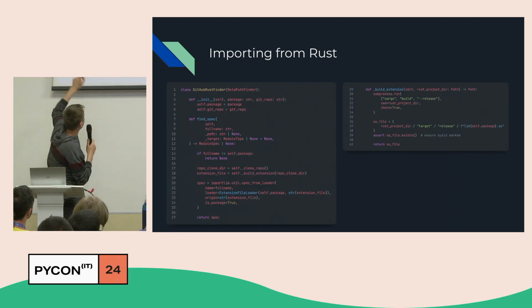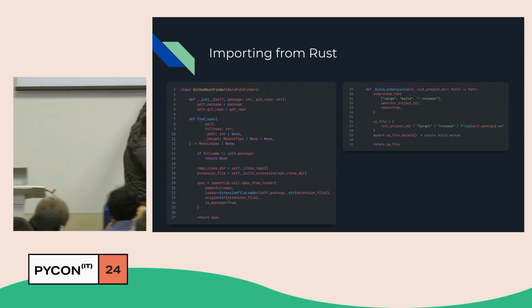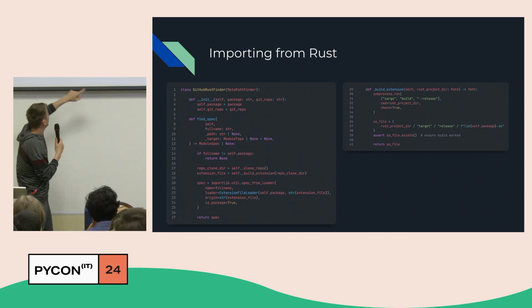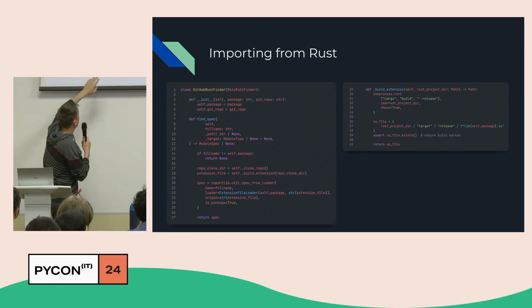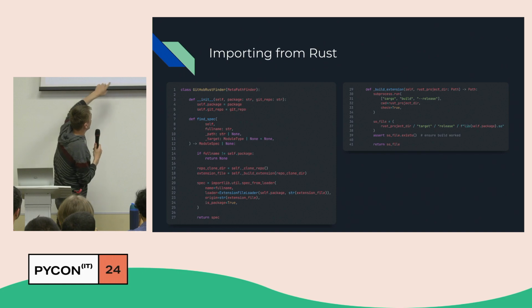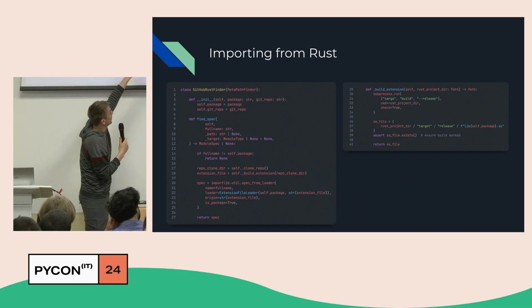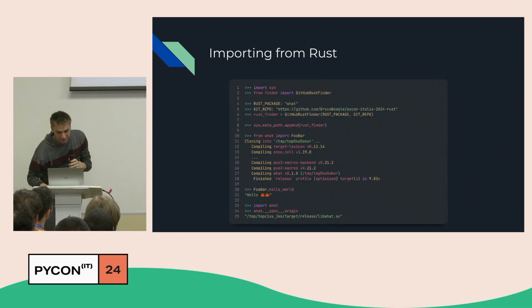So we make a find spec. We implement a finder with find spec that clones the repo, not showing the implementation, builds the repo using cargo build, and then once it's built, it uses the extension file loader, also built into the interpreter, and then it tries to load the package from the path to the SO file. And that ends up just working.